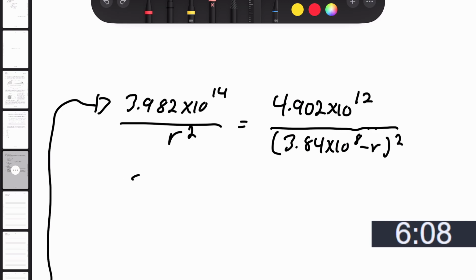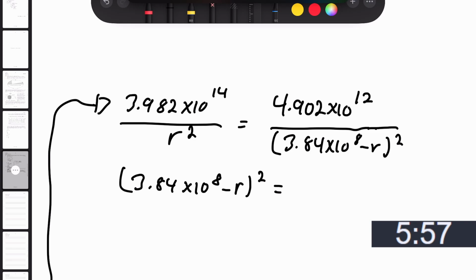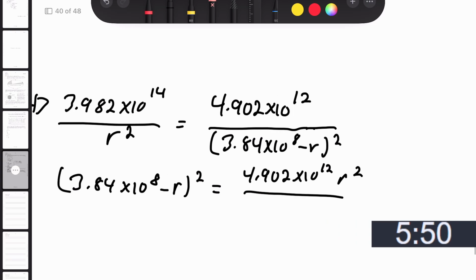Let's do 3.84 times 10 to the 8 minus r squared. It's going to equal 4.902 times 10 to the 12 r squared over 3.982 times 10 to the 14.